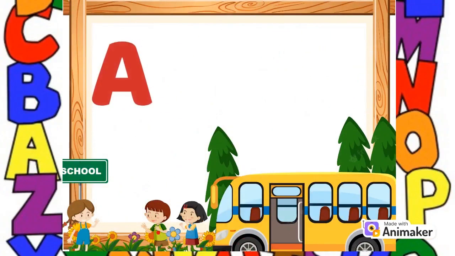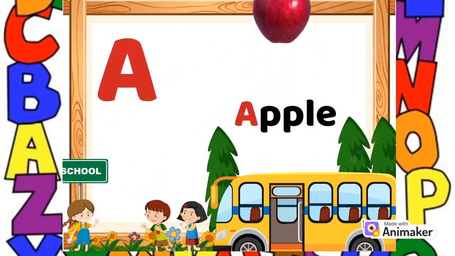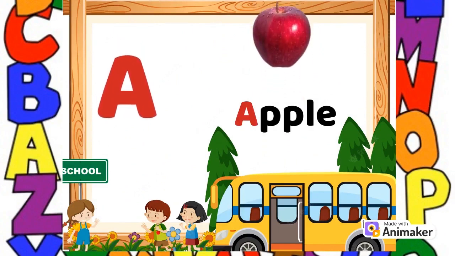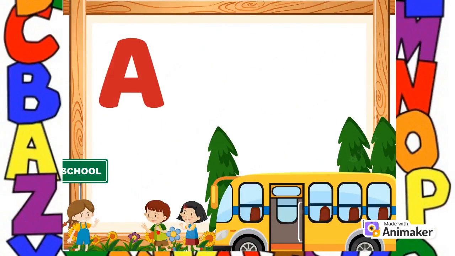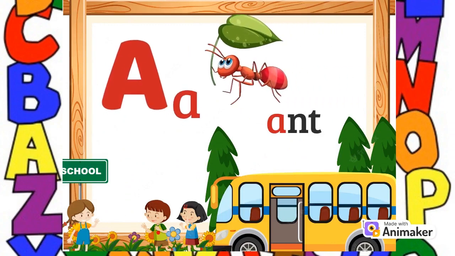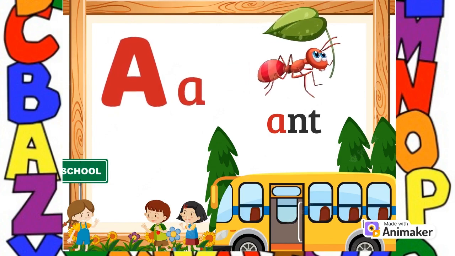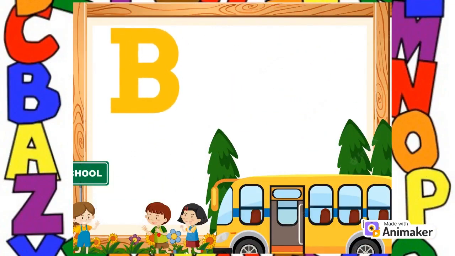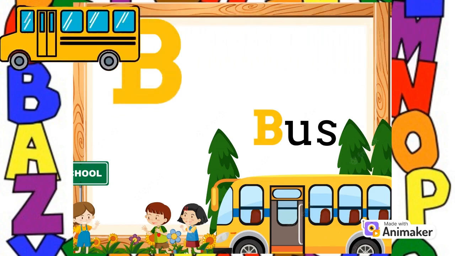A. Capital A. A for apple. A. P. P. L. E. Apple. A. Capital A. Smaller a. A for ant. A. N. T. Ant. B. Capital B. B for bus. B. U. S. Bus.